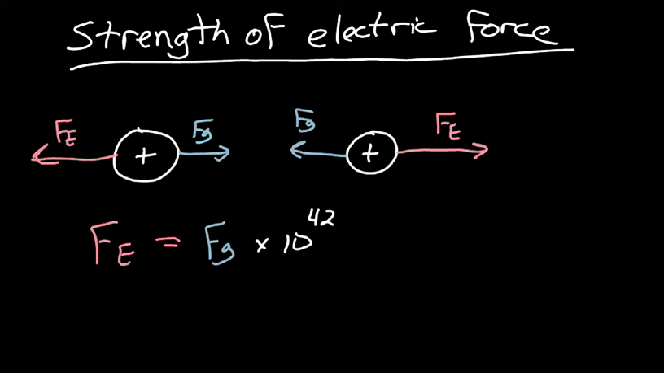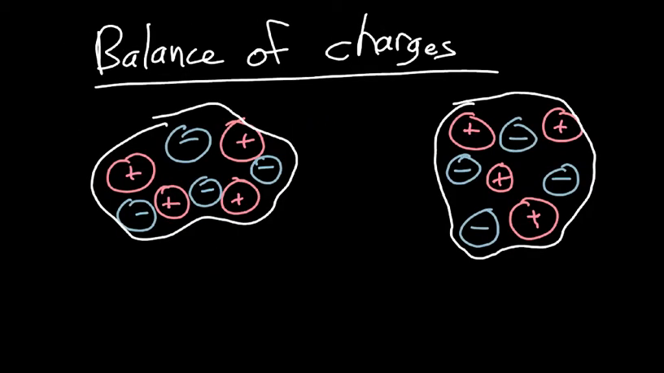So the question remains then, why do we experience the gravitational force so much more frequently, or why is it so much easier to notice than the electric force? How come we can tell that we're falling down because of gravity, but not that we're flying around the room because of these electric forces? The answer, in short, is that gravitational forces are all attractive. There's no repulsive component to them.